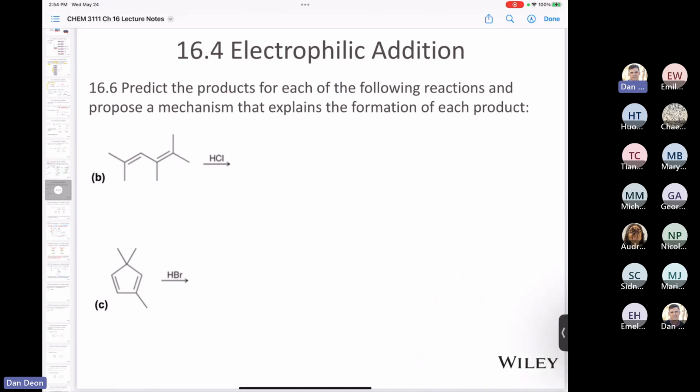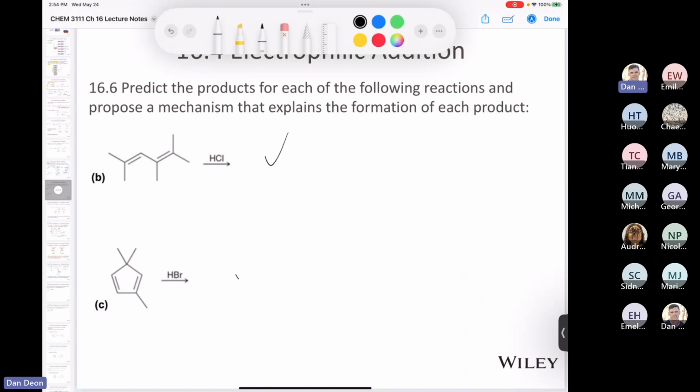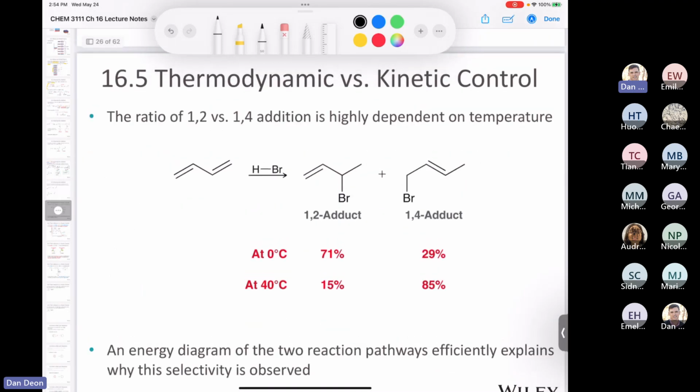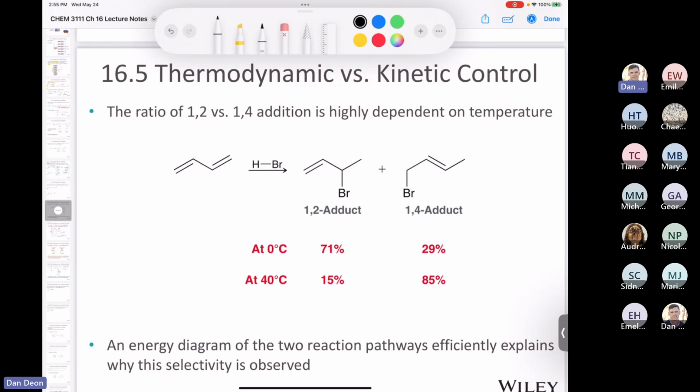So now that we've solved this problem and this problem, I want to switch gears for a second and talk about thermodynamic versus kinetic control. So I told you that you can actually control the amount of 1,2 adduct and the amount of 1,4 adduct you get. To put it in simple terms, if you do the chemistry at low temperature, you end up getting mostly the 1,2 adduct, and if you do it at a higher temperature, you get mostly the 1,4 adduct.